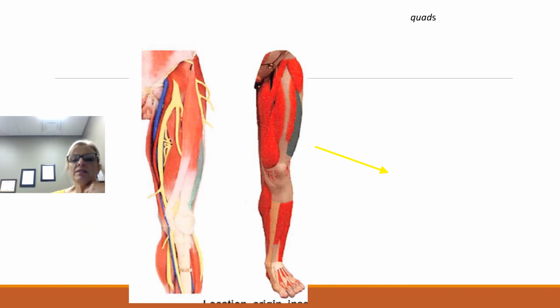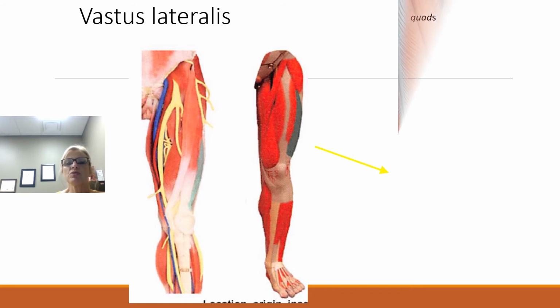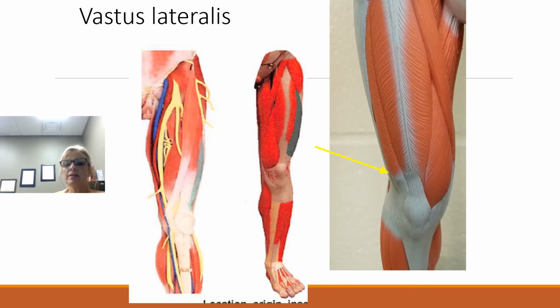Vastus lateralis, this is the most lateral of the quadriceps. It extends the knee. The origin is the greater trochanter. Insertion is the quadriceps tendon. It will extend or straighten the knee. This is a common site of injection, where we would give an injection if we're looking at the thigh, because there are no large nerves or muscles to injure here.